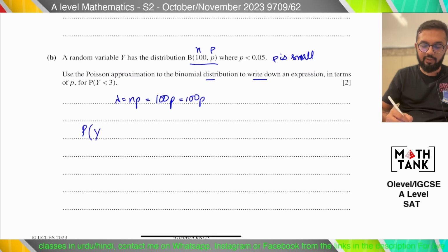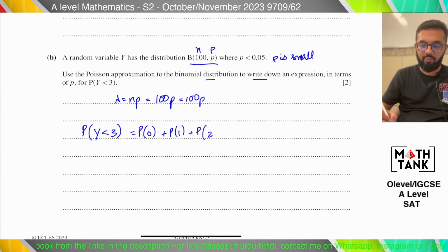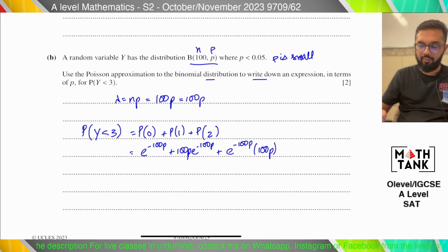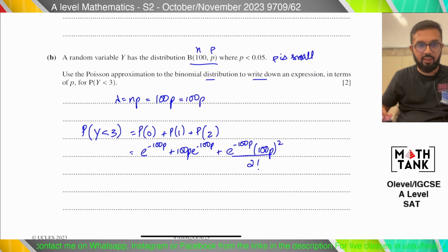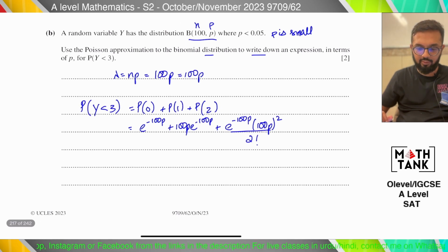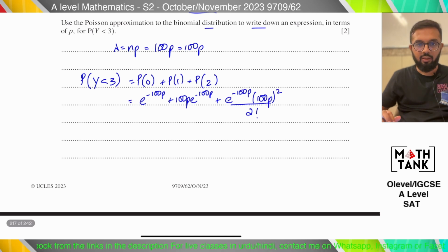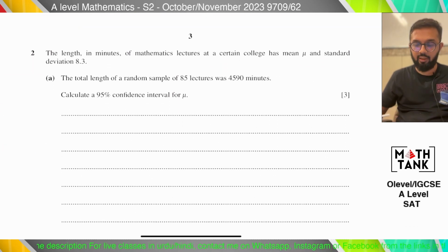The probability of Y less than 3 is the probability of 0, 1, and 2. So e power minus lambda plus lambda e power minus lambda plus e power minus lambda into lambda power 2 over 2 factorial. So that is the expression in terms of p. You could simplify this and write this as a one-line expression as well.